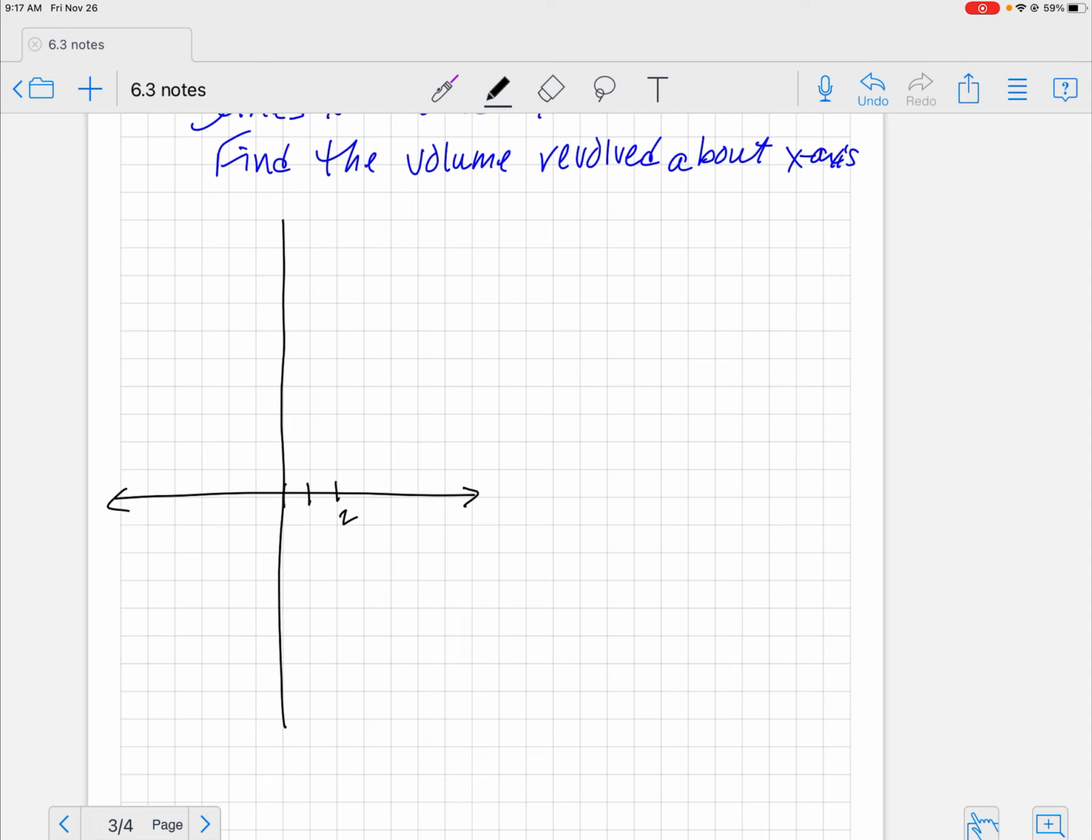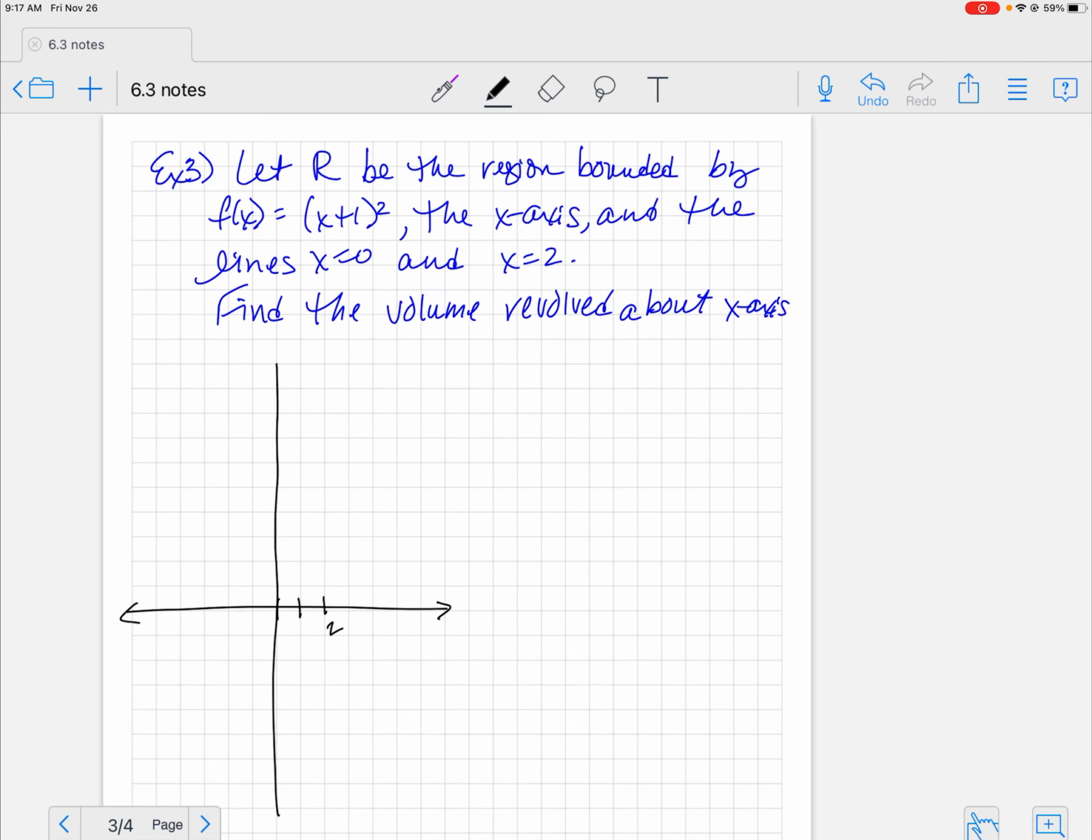Okay, so the question here is I have the graph of x plus 1 squared. So if I'm going to plug a 0 in here, what's 1 squared? 1. So there is my dot. If I plug a 1 in here, what's 1 plus 1 squared? So 2 squared is 4. 2, 3, 4. I have that point. And then 2 plus 1 is 3 squared, which is 9. So 1, 2, 3, 4, 5, 6, 7, 8, 9. Oh, man, like a glove, right?